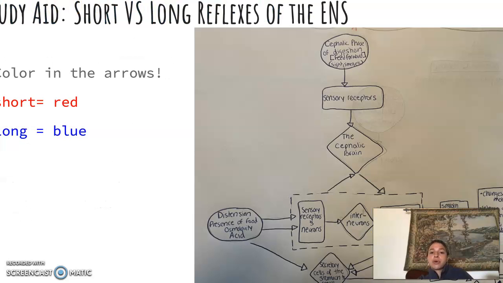To review the short and long reflexes of the ENS, I have mapped out all the pathways. The arrows reflect both enteric nervous system pathways and pathways outside of the enteric nervous system. However, within the enteric nervous system, we went over the short and long reflexes. The short reflexes should be represented in red, and the long reflexes should be represented in blue. You can take your time to go through this pathway and color in the arrows which you think would be short or long reflexes. The answer key is on the next slide.